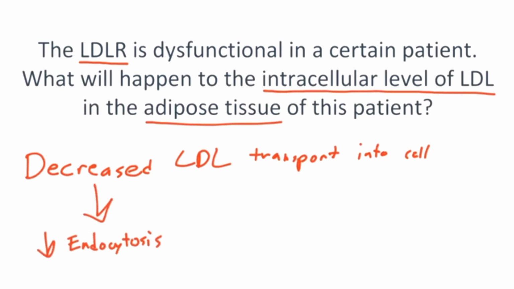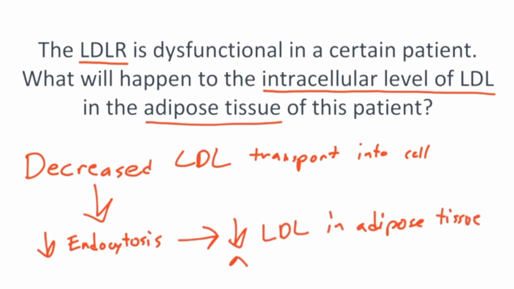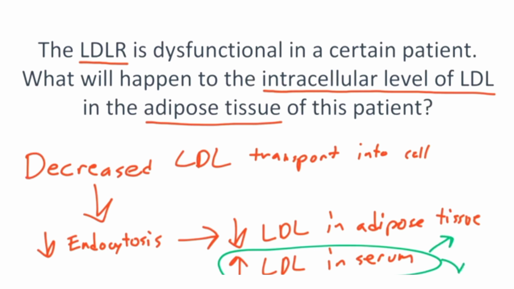The result will be that there will be decreased LDL in the adipose tissue, and it will remain high in the serum. Now, this is an actual condition called hypercholesterolemia type 2A, which leads to a whole host of problems because this LDL that's high in the serum will go to places of the body it should not go.